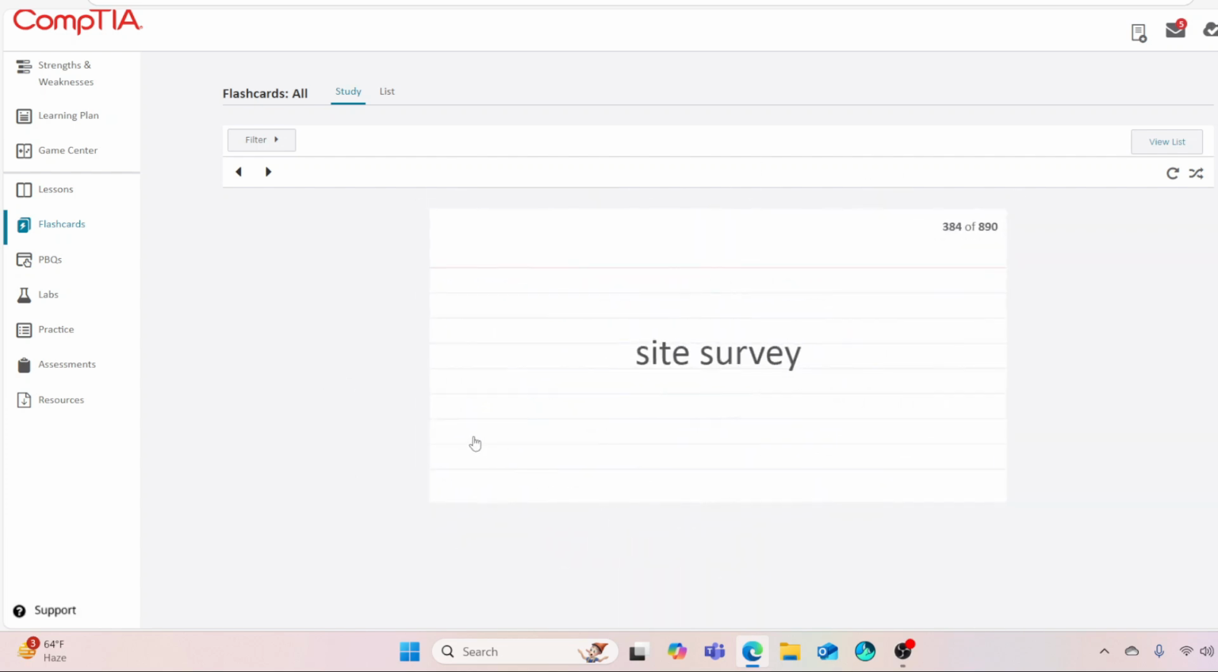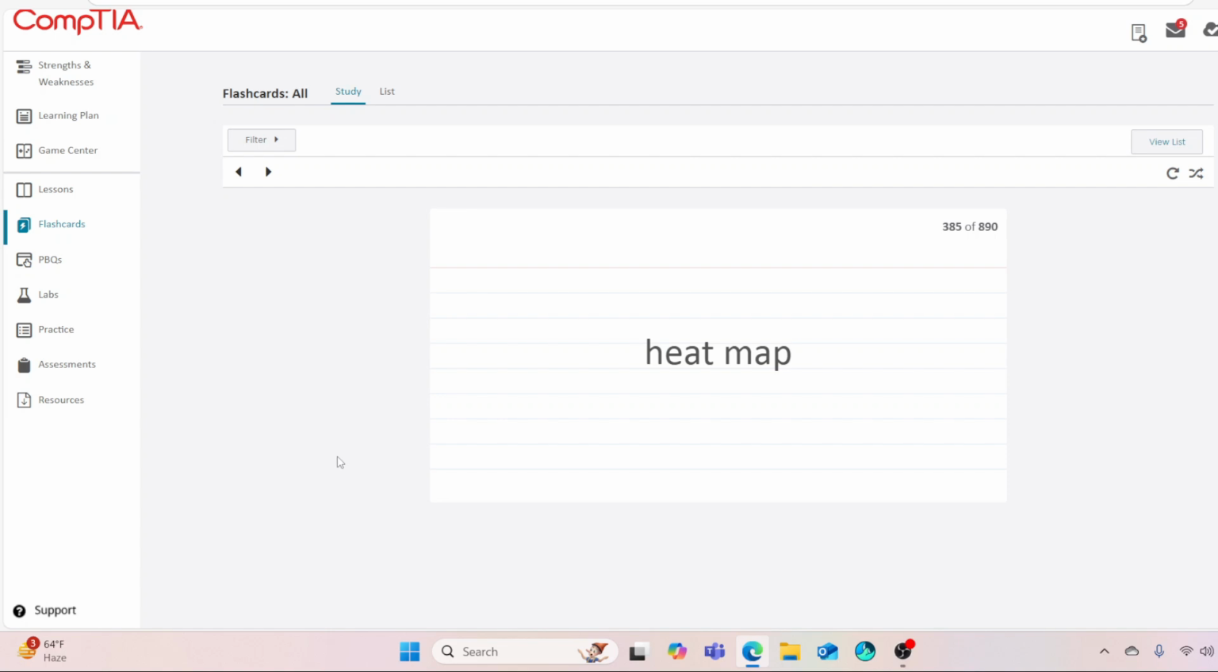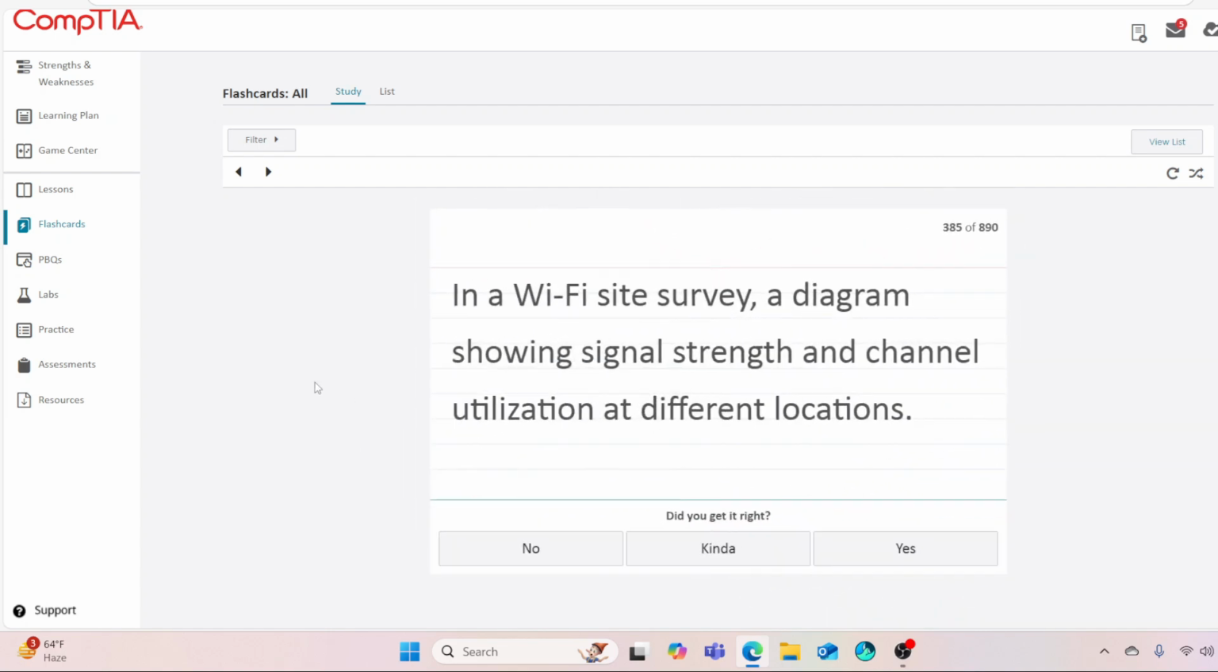Site survey. Documentation about a location for the purposes of building an ideal wireless infrastructure. It often contains optimum locations for wireless antenna and access point placement to provide the required coverage for clients and identify sources of interference. Heat map. In a Wi-Fi site survey, a diagram showing signal strength and channel utilization at different locations.